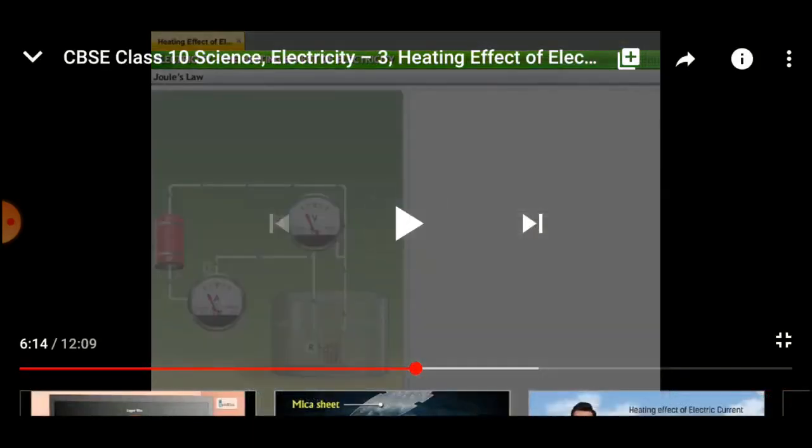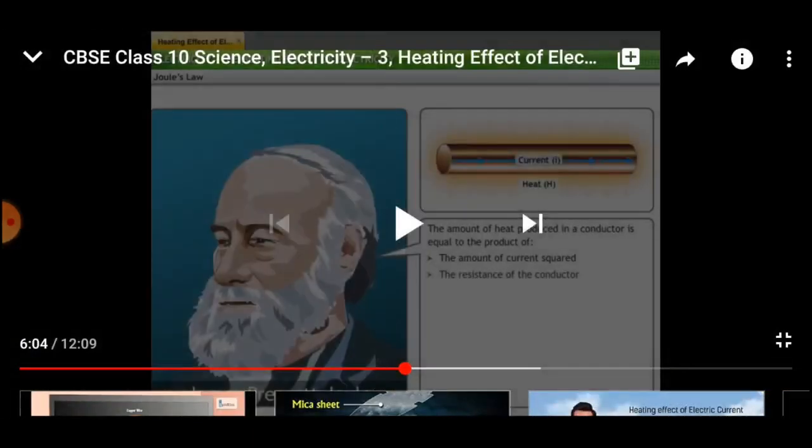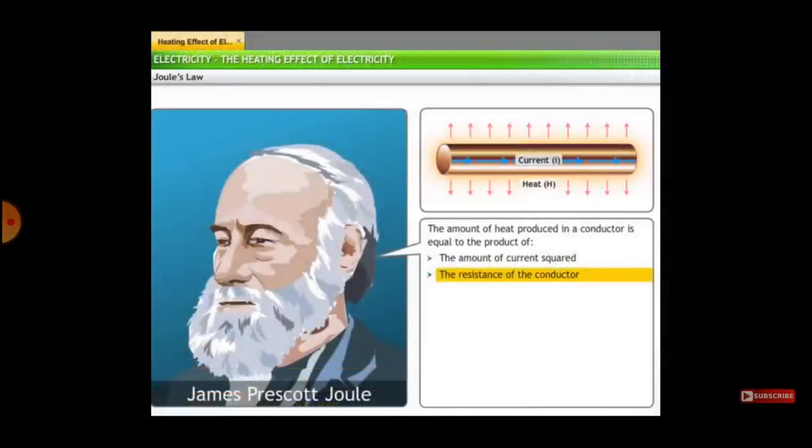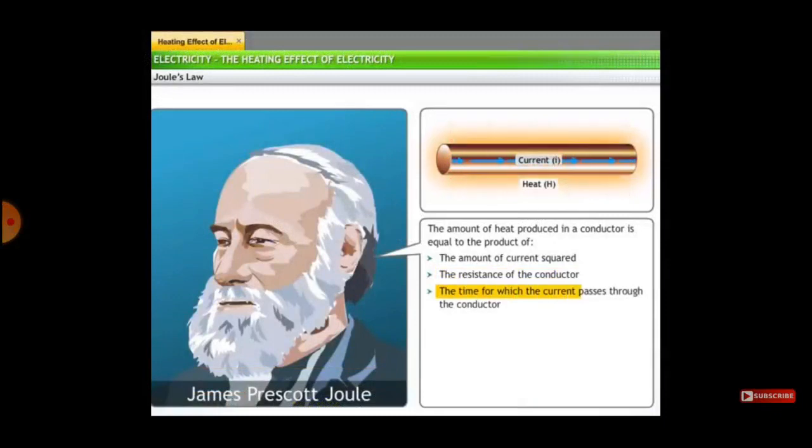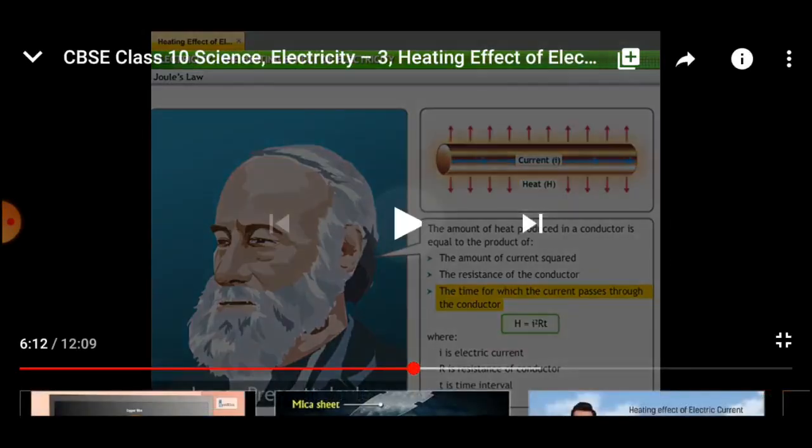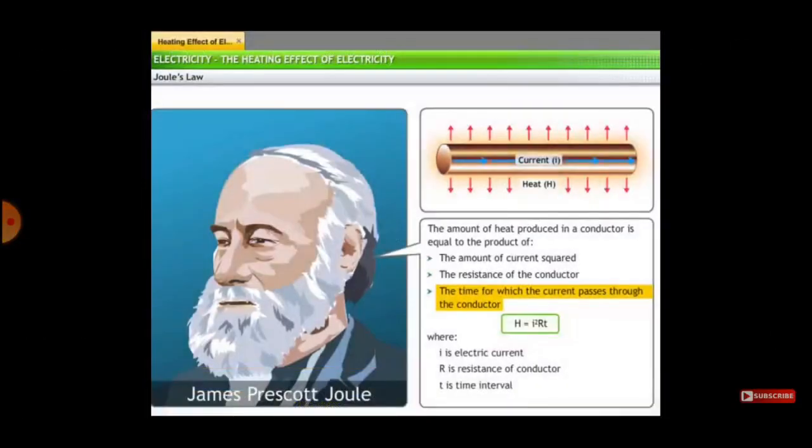From this we can state Joule's law: the amount of heat energy is directly proportional to the square of current, resistance and time. So we have the expression H = I²Rt. This is a very important expression which represents the amount of heat energy produced in the circuit. H = I²Rt.